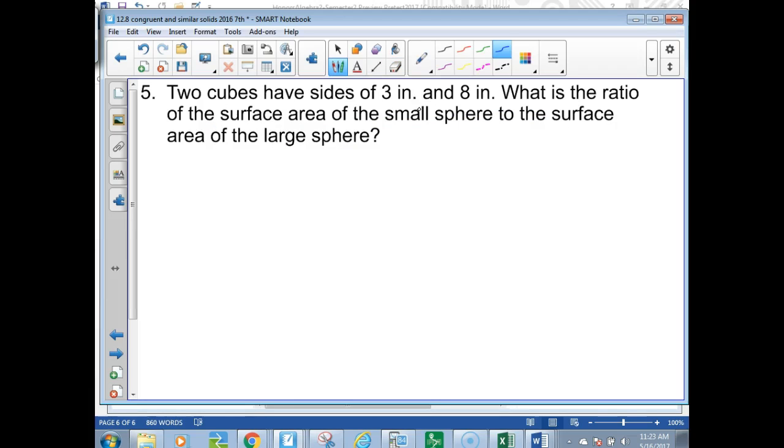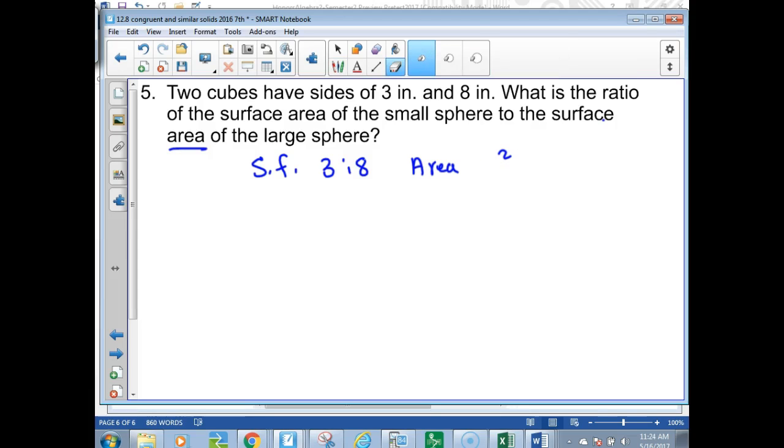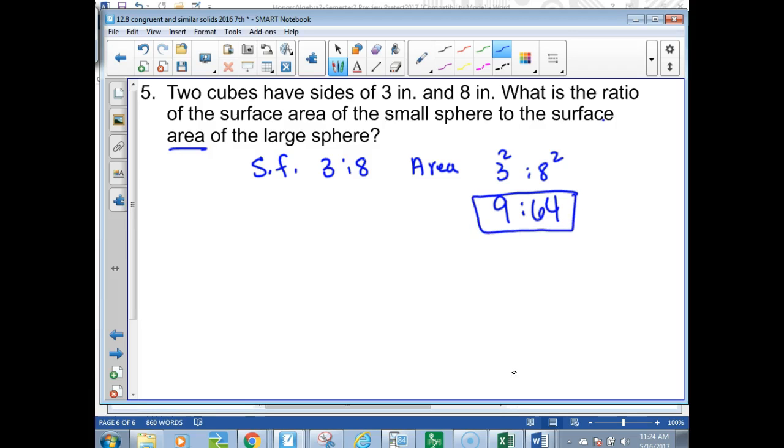Two cubes have sides of 3 and 8. That means the scale factor is 3 to 8. What is the ratio of the surface area of the smaller cube to the surface area of the larger? If we're going to do area, then we're going to square those numbers. Sorry, I wrote 2 instead of 3. So that would be 3 squared to 8 squared, which is 9 to 64. And that's all this one asks.